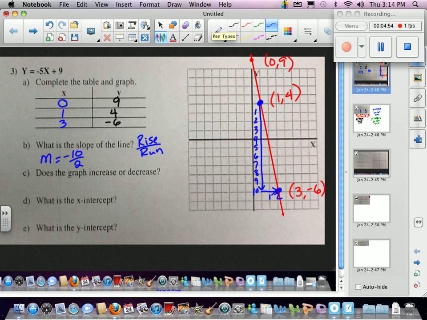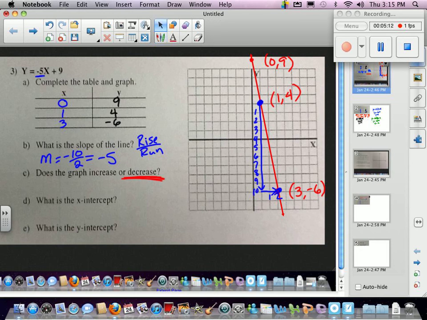And this simplifies to negative 5. And if you'll notice, in the equation we did have a -5 in front of our x. That was our slope. Does the graph increase or decrease? Since this is going down to the right, definitely decrease.